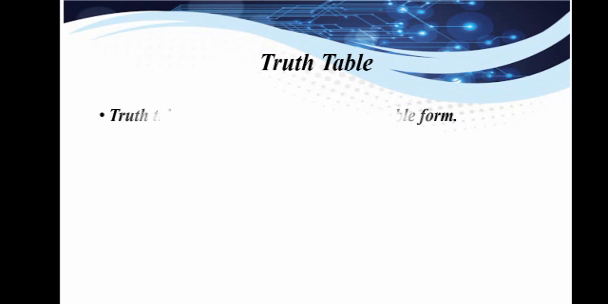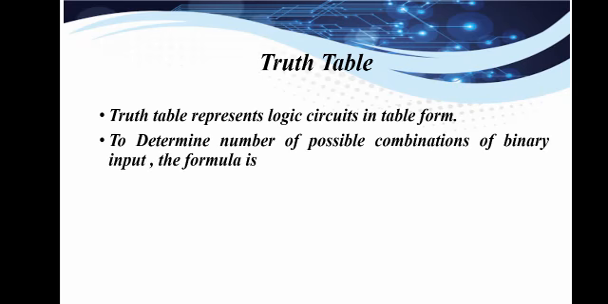What is truth table? Truth table represents a digital logic circuit in a table form, and it shows how a logic circuit output responds to all the possible combinations of input using logic 1 for true and logic 0 for false. If the condition is true, we will use 1. If the condition is false, we will use 0.